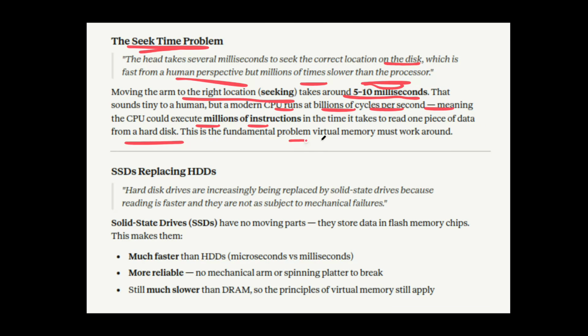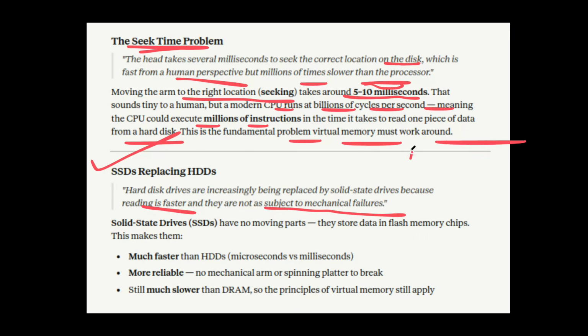So this is the problem with virtual memory. This is a fundamental problem virtual memory must work around. That means it should reduce this seek time. That is the main idea behind virtual memory. So for that, the first thing that happened was SSDs replacing HDDs. First we had hard disk drives, which are increasingly being replaced by solid state drives, because reading is faster and they are not as subject to mechanical failures.